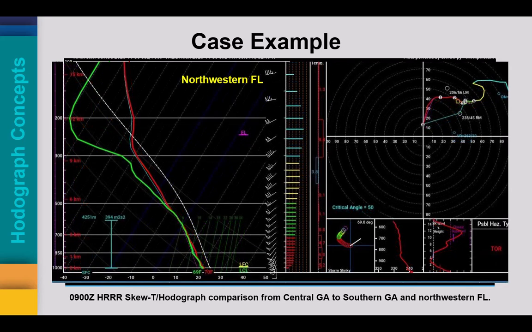Finally, as we look at northwestern Florida, a little different. Now we don't see much of an inversion at all. We have more substantial CAPE. We have a more ideal hodograph with winds veering and increasing steadily with height. No loops or weaknesses in the hodograph, long hodograph shape, representing very strong shear. So a different environment in northwestern Florida than further north in Georgia.